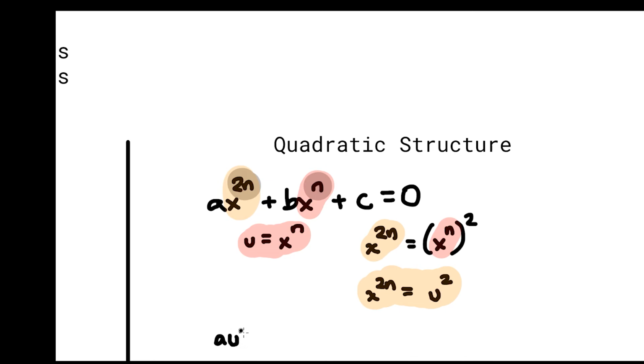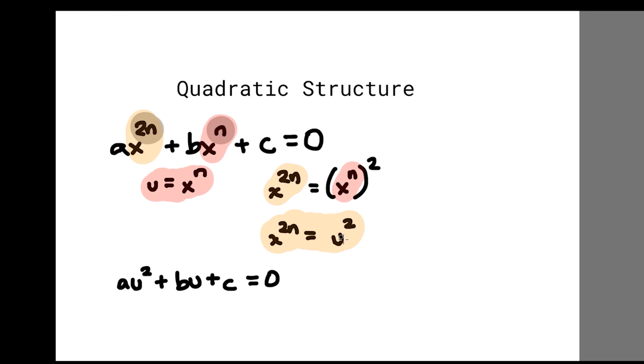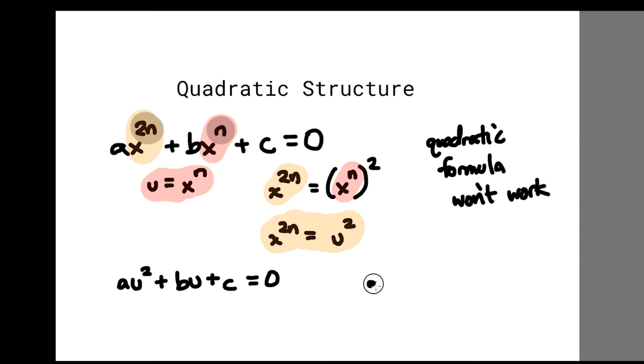So I'm just going to write au squared plus b, and now x to the n is equal to u. It says it right here. I color-coded everything. So this is going to be equal to u, and then we add c to it, and this is equal to 0. Now, if you notice, this is huge. You cannot use the quadratic formula here, not explicitly anyway. So I'm going to write quadratic formula won't work. But since it has quadratic structure, you can substitute everything in and make an equation where now the quadratic formula does in fact work.